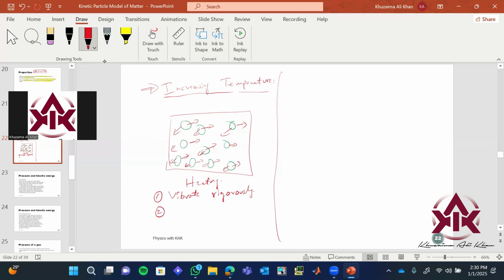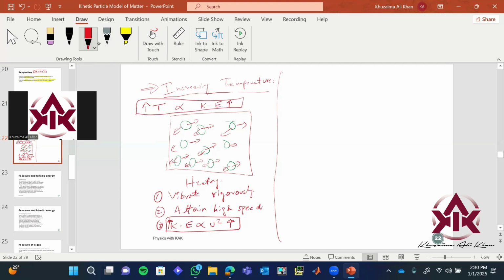As soon as they start to vibrate rigorously, they attain high speeds, right? And since we can relate kinetic energy and speed by the following relation, the kinetic energy is proportional to speed squared. So as soon as the speed increases, so does the kinetic energy. So increasing temperature has this effect. If you increase temperature, the kinetic energy of the particles also increases. So it's a direct relation with the kinetic energy.